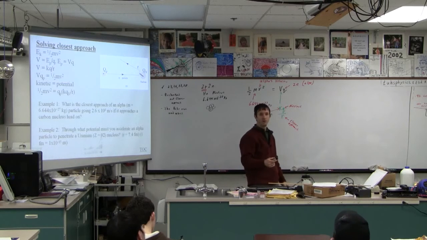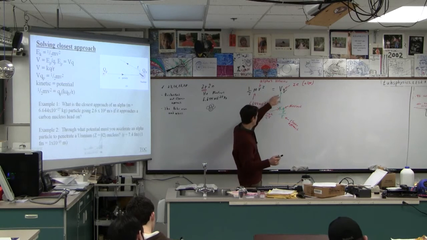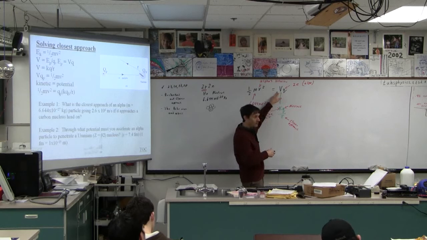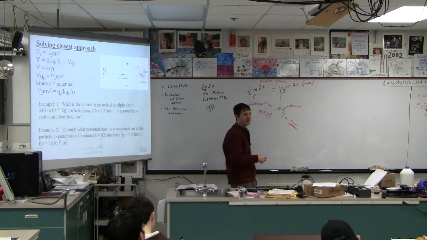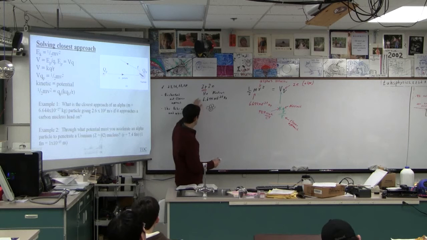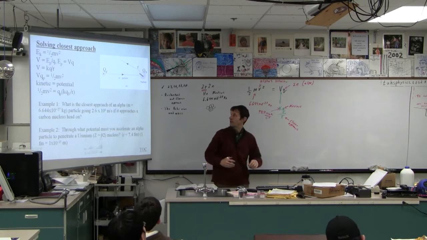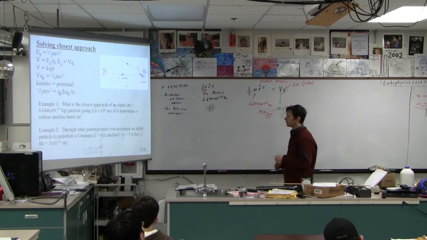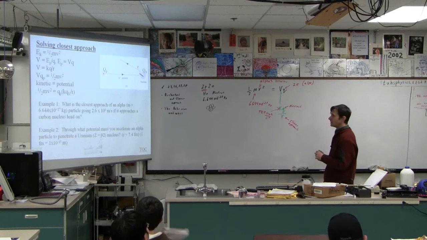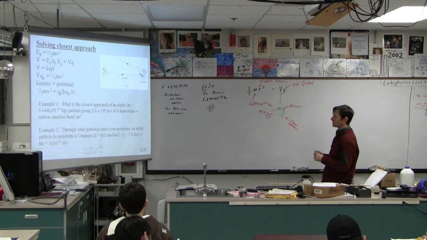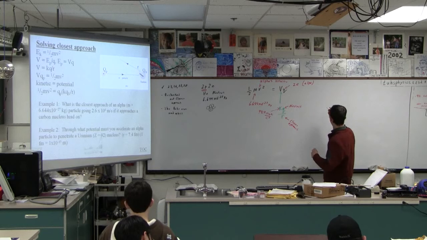There's a formula really similar to this. It just says 1/2 mv squared is eV, right? This one basically is 2eV, right? Or something like that, because it's an alpha particle, right? So to solve that first question, what is the closest approach of an alpha particle going that speed as it approaches a carbon nucleus head on? We can just set this up, right?